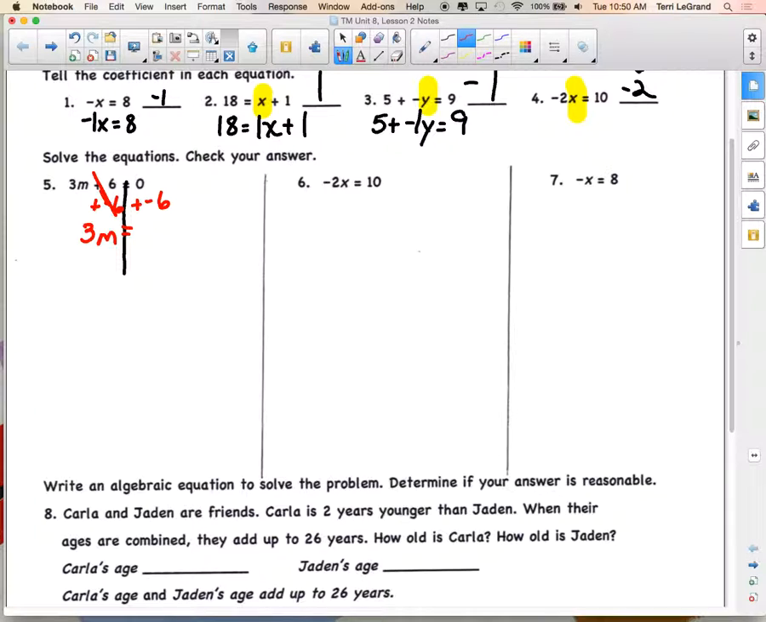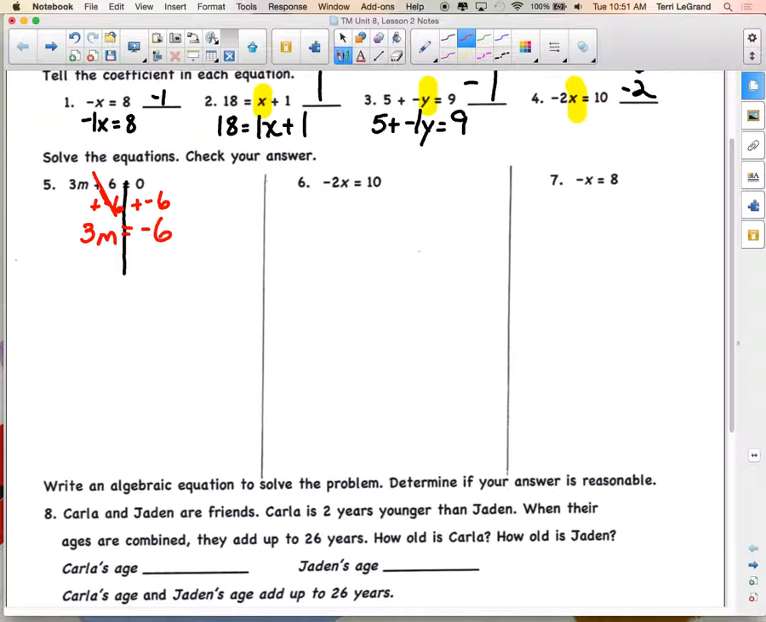What do we have? Do we have 0? What do we have? -6. We have -6. Okay? What's the coefficient in this? We just did 4 problems. What's the coefficient? What is the variable being multiplied by? 3. The coefficient is 3.